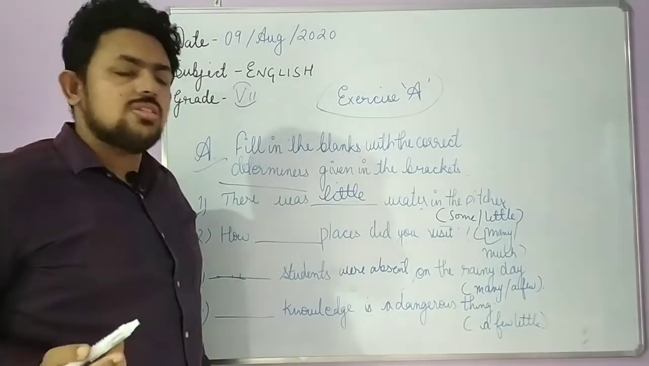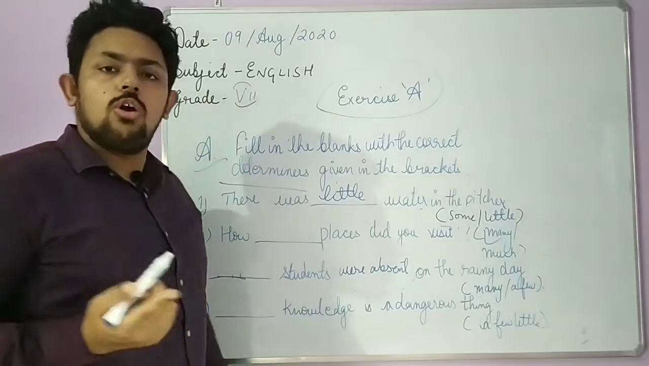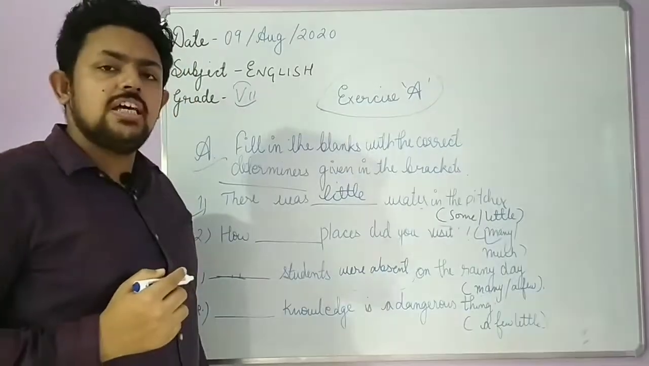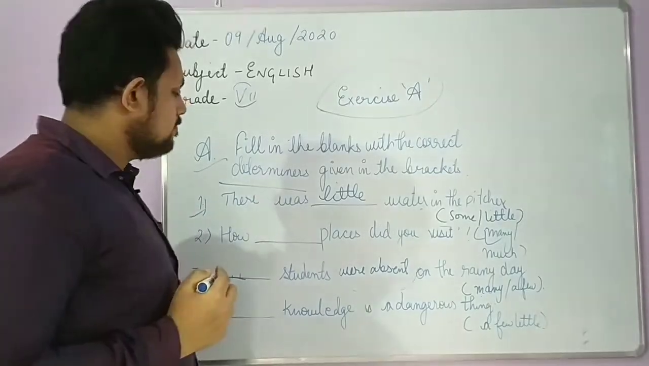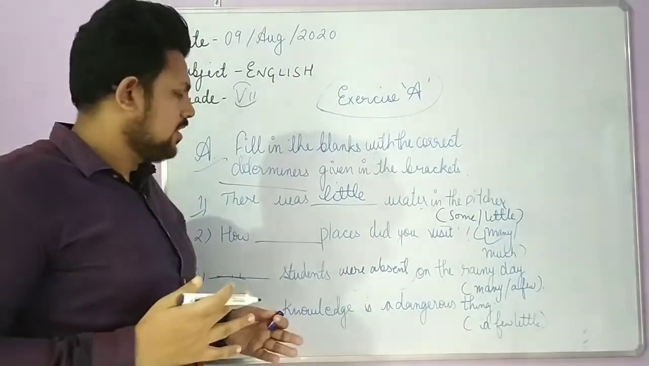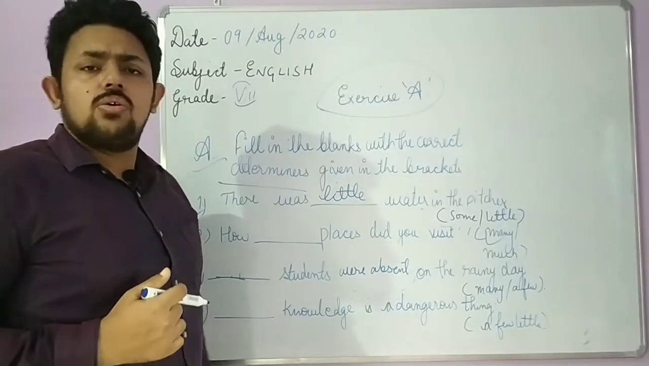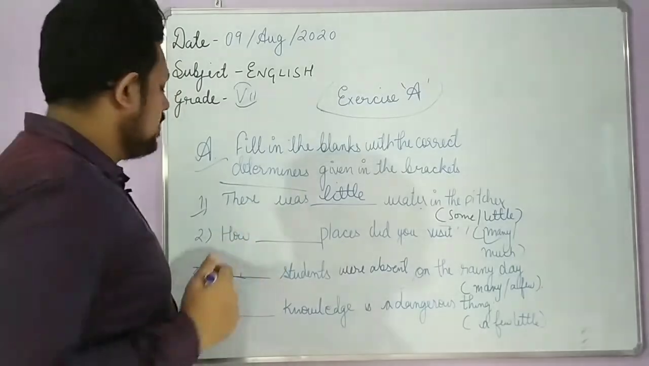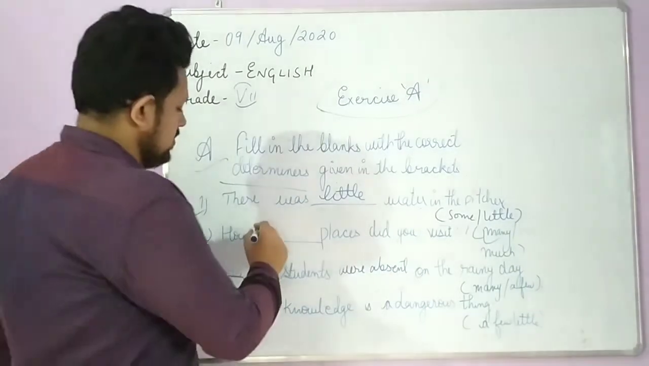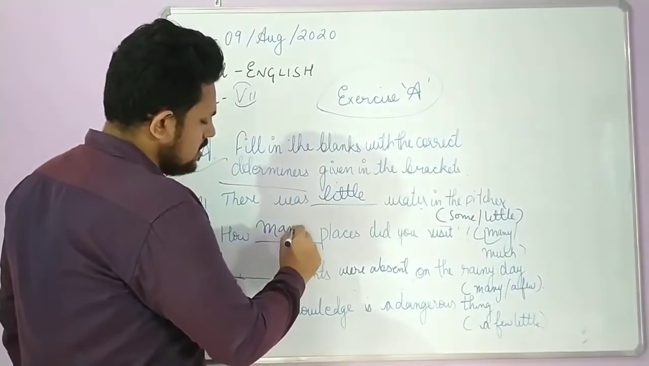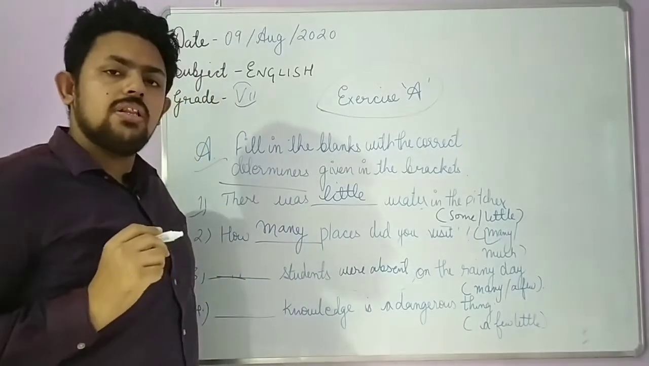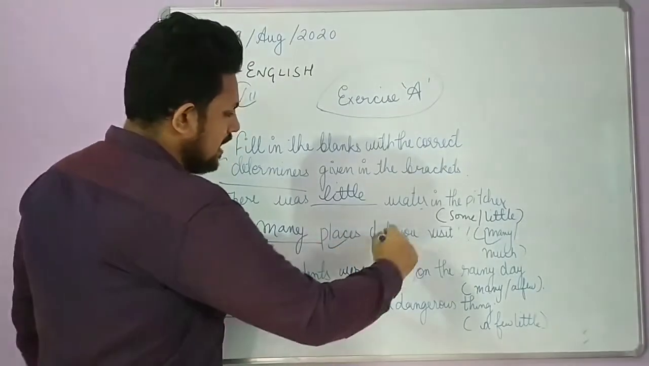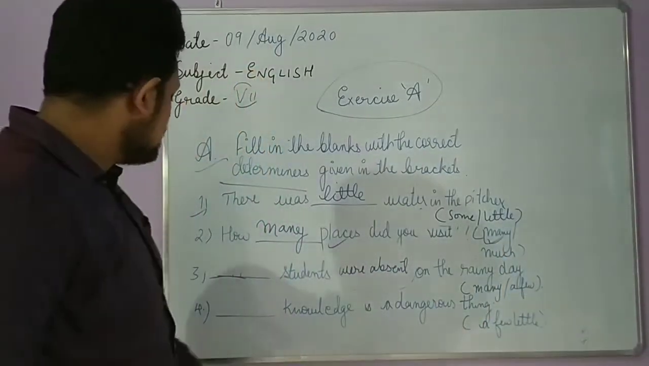Second, how dash places did you visit? And the options are many and much. So what would you choose? Much is used with uncountable nouns, the things you can't count. There is much rice on this plate, but you can't count the number of rice. Many is used with countable nouns. You can count the number of places you visit. So, how many places did you visit?